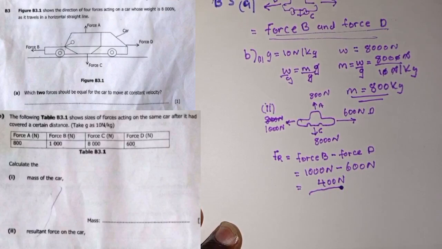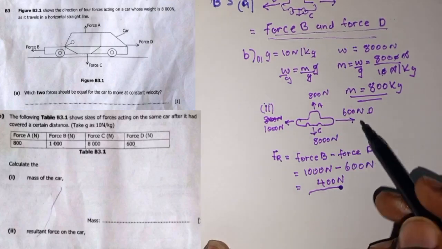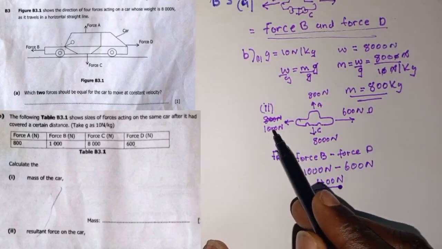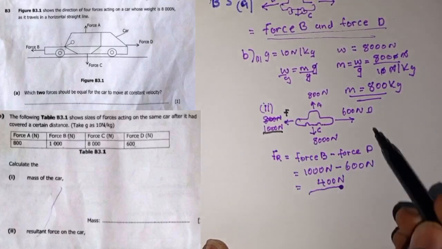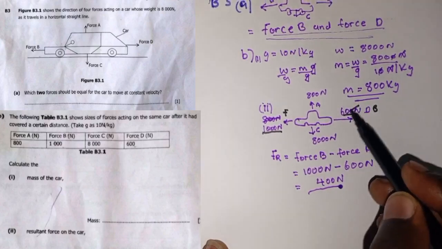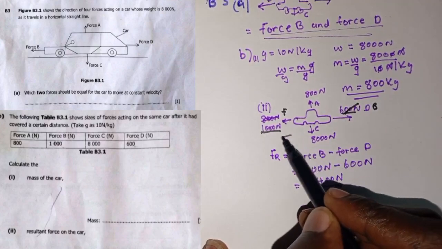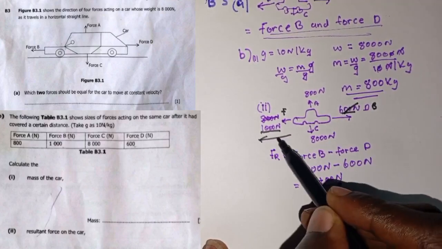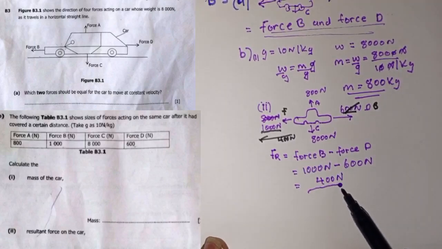So what does this resultant force tell us? We need to understand what it tells us. This tells us that the force acting forward, 1,000, will be stronger than the force acting backwards, 600. So it will cancel off this force, meaning the car will move in this direction with the 400 Newton, which is the resultant. So that is the resultant force on the car.